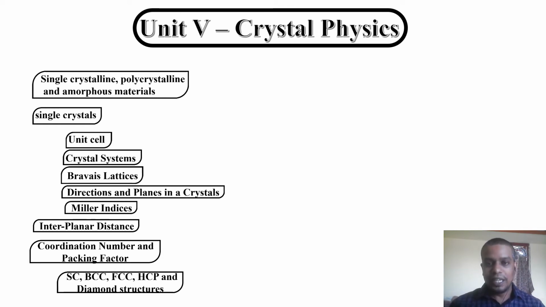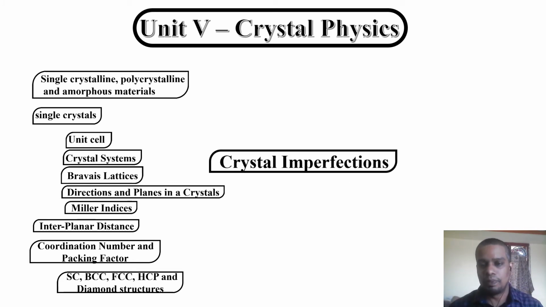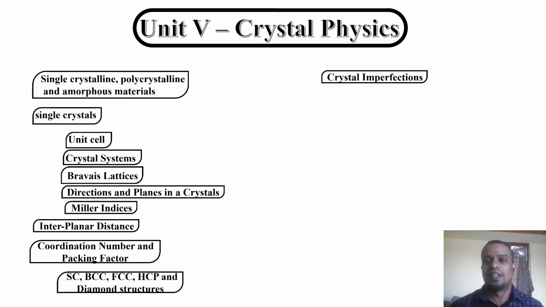Then next, the main important topic. Once you have all the knowledge about crystal systems, coordination number and packing factor, we have enough understanding of the ideal crystal system. But in the non-ideal, realistic case, if you are making the crystal system in factories or in manufacturing engineering, then we have defects. So the next topic we are going to cover in crystal physics is crystal imperfections. This is what we are going to cover.